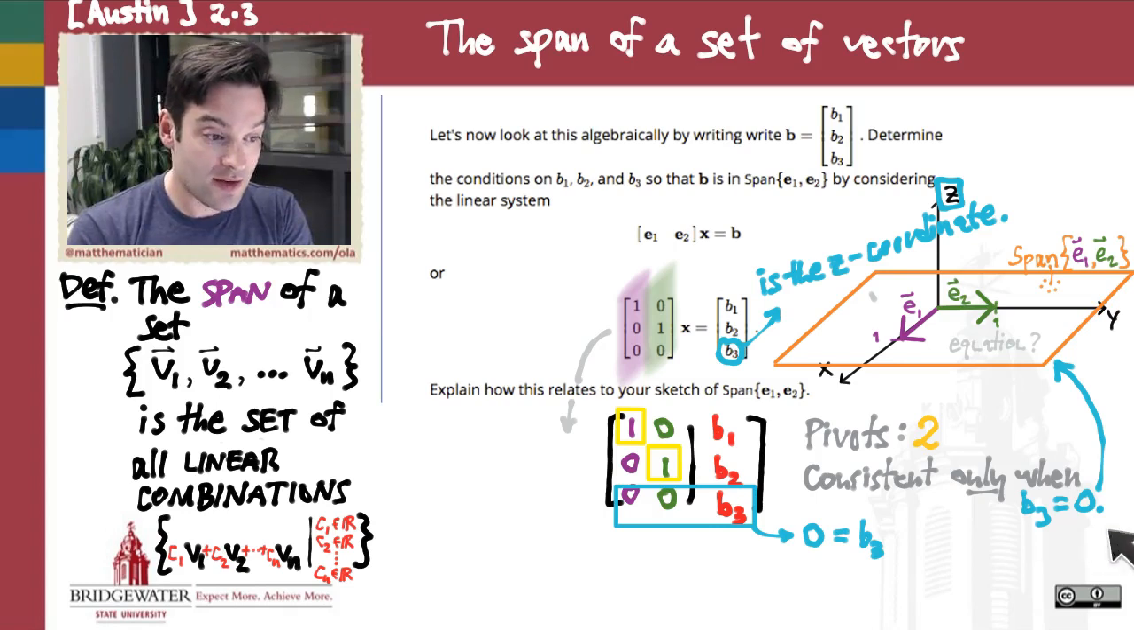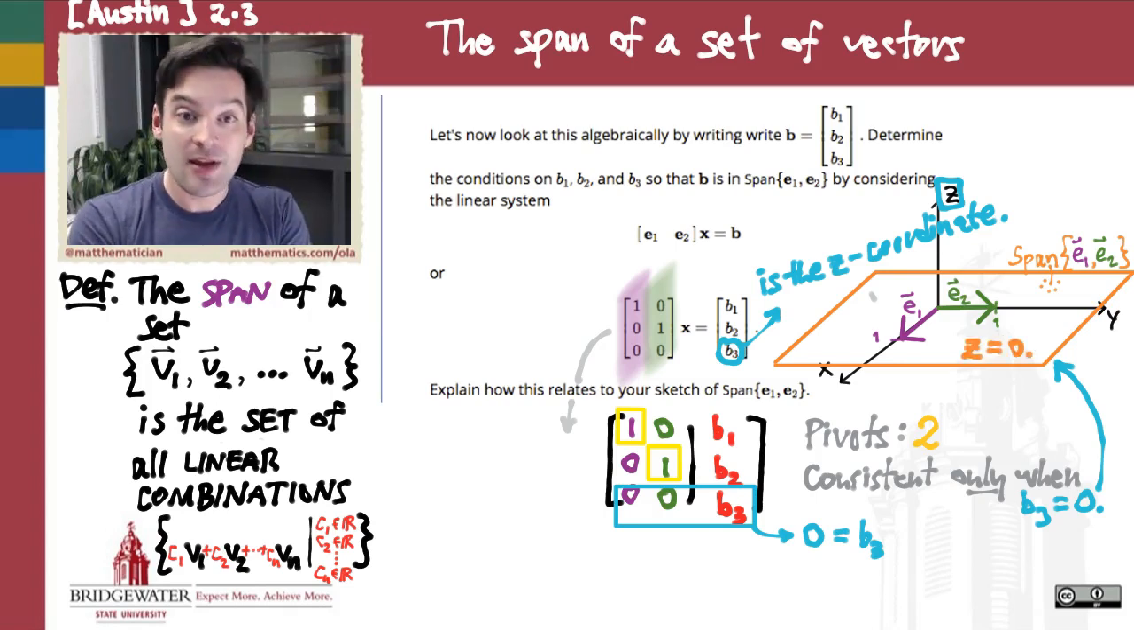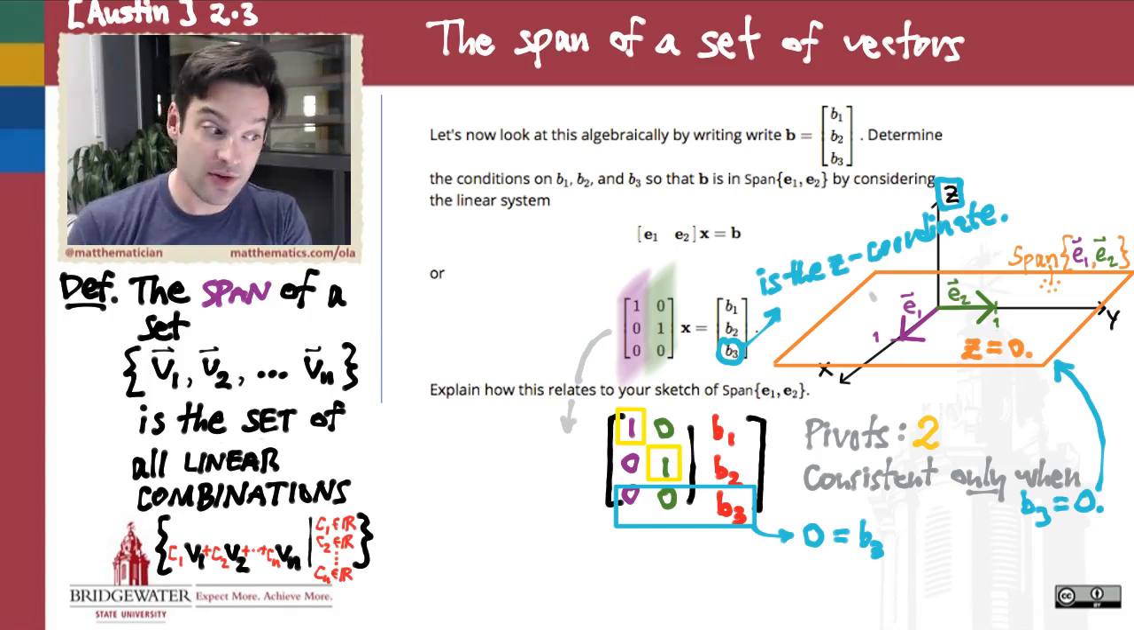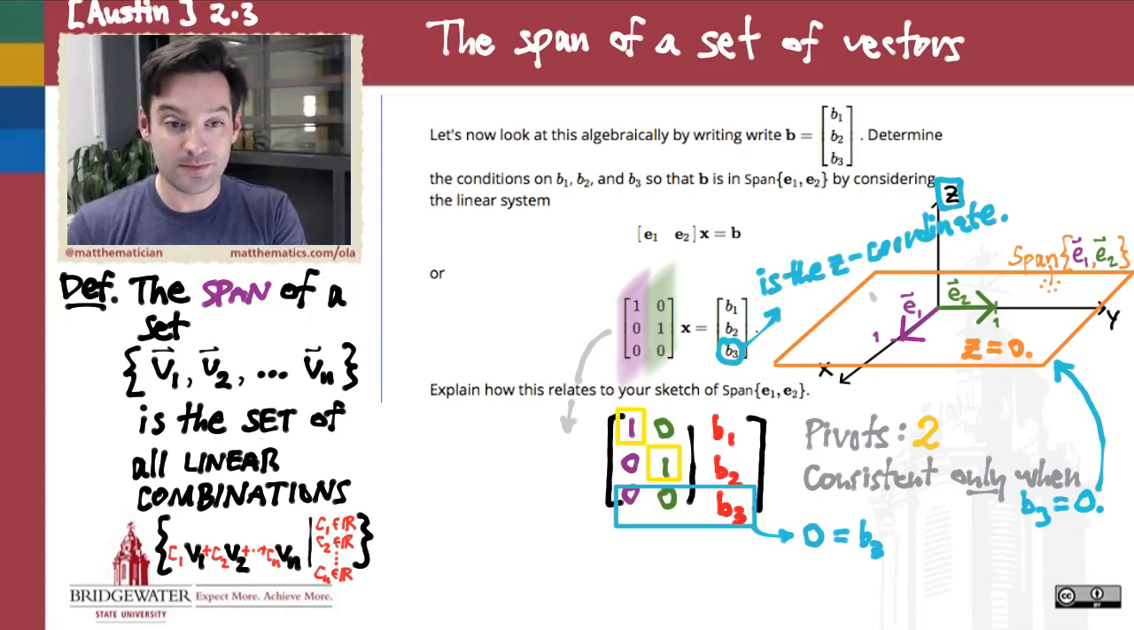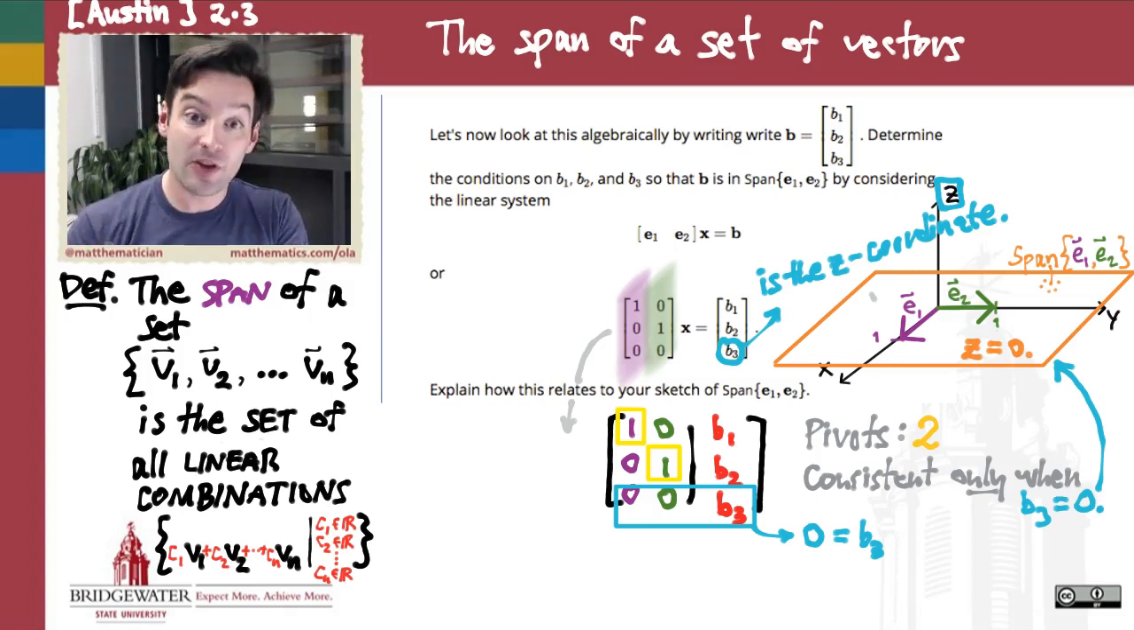So what's another way to describe the set of all points in 3 dimensions, xyz space, for which this will be a consistent system? Because the role of b3 is to represent the z coordinate, an equation for that set of points is exactly the equation z equals 0, namely the xy plane sitting at a height of 0 inside of 3 space, which is exactly how we described the span a moment ago. So we're beginning to get a feel here for what span does.